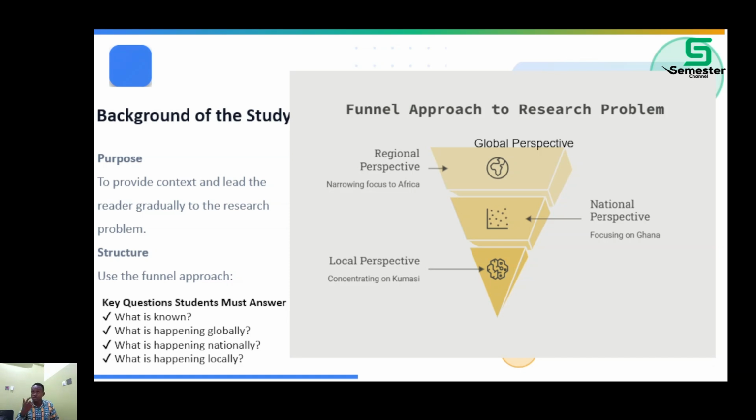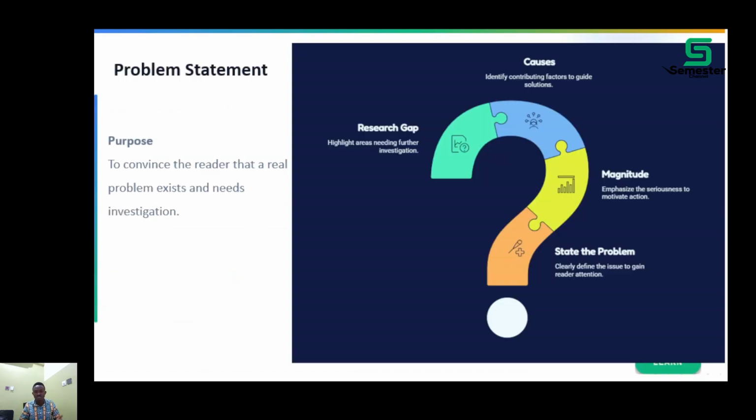Now from the background, you have to lead us into a problem statement. All of these things should point towards a problem, a gap that you and your research are going to answer. The purpose of the problem statement is to convince the reader that a real problem actually exists and that it needs to be investigated.